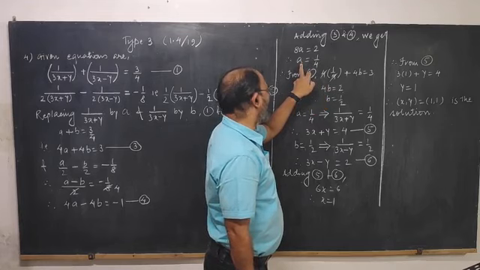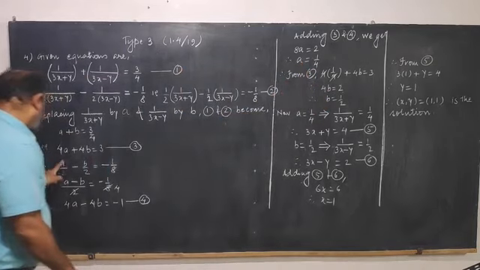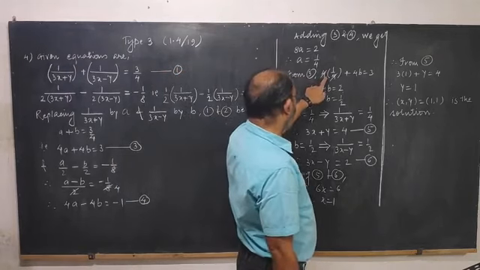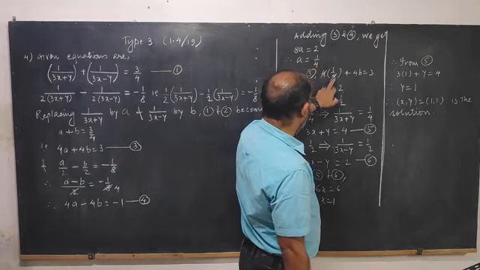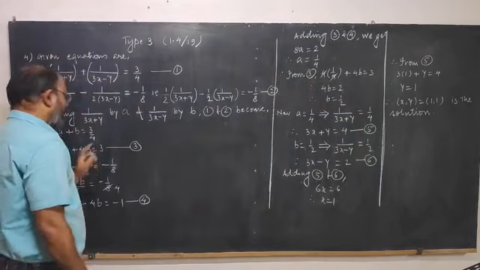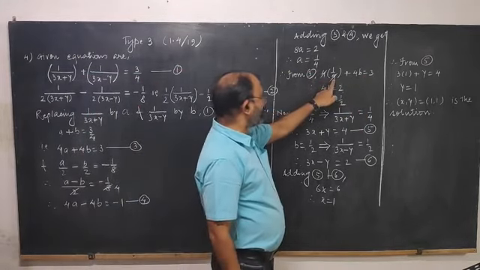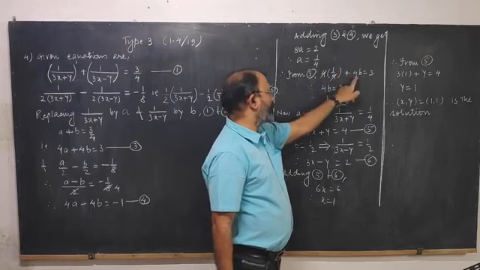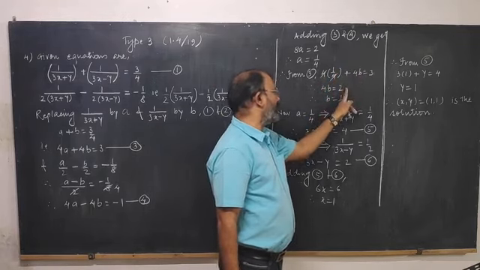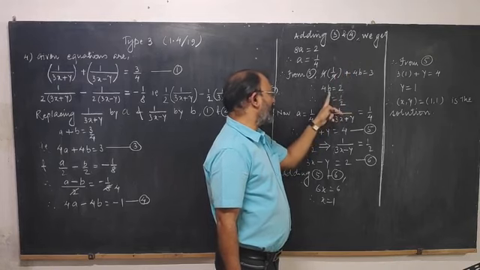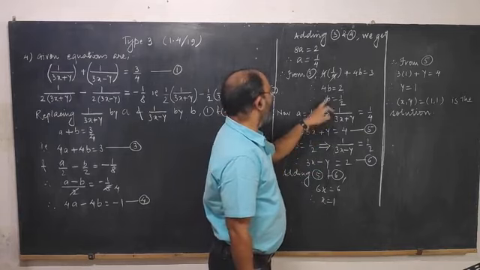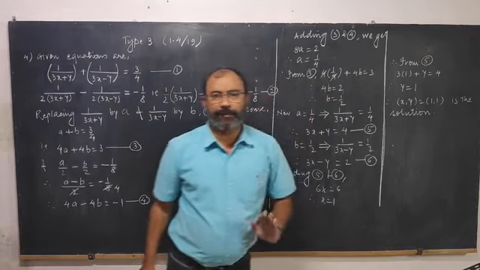Let us put this value of a in equation number 3. From 3 you get 4 times the value of a, which is 1 by 4, plus 4b equal to 3. The 4s cancel, so you get 1 plus 4b is equal to 3. 1 goes to the other side, 3 minus 1 will be 2, so 4b is equal to 2. That means b will be 2 by 4, that is 1 by 2. You have obtained the values of a and b.